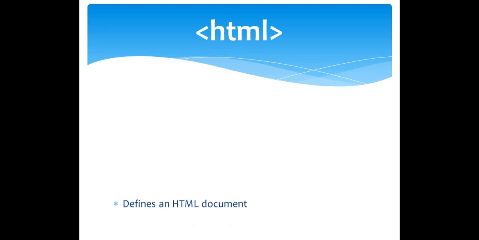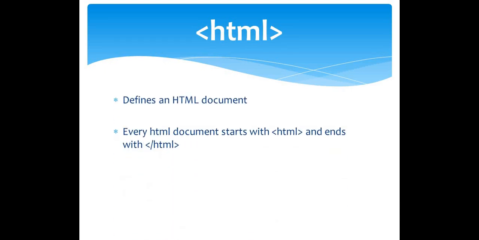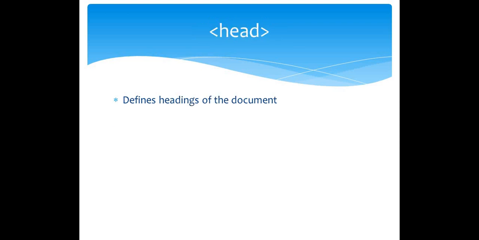The next type of tag is the HTML tag. The HTML tag actually defines an HTML document. Whatever we write in an HTML document, we write between the HTML tag. Every HTML document starts with the HTML tag and ends with the closing HTML tag. So whatever we write for our web page, we will write between the HTML tags.